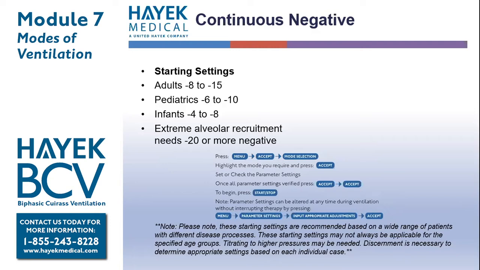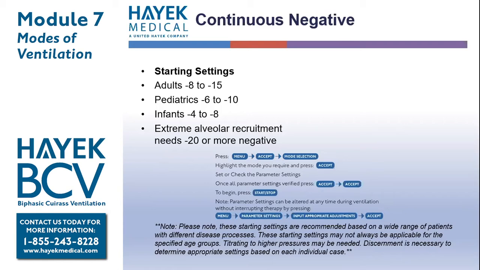Starting settings in the continuous mode: adults -8 to -15, pediatrics -6 to -10, infants -4 to -8, and in extreme alveolar recruitment or hypoxemia, -20 or even more negative for certain patients. The pathway to access is menu, accept mode selection, highlight the mode you require, press accept, set or check the parameter settings. Once all verified, accept, be sure to touch start stop to activate the mode.